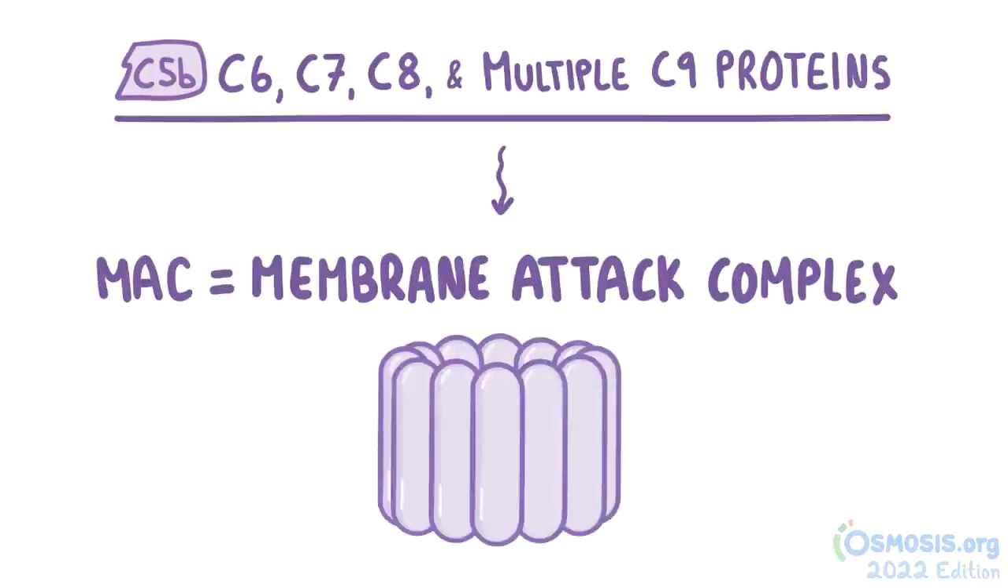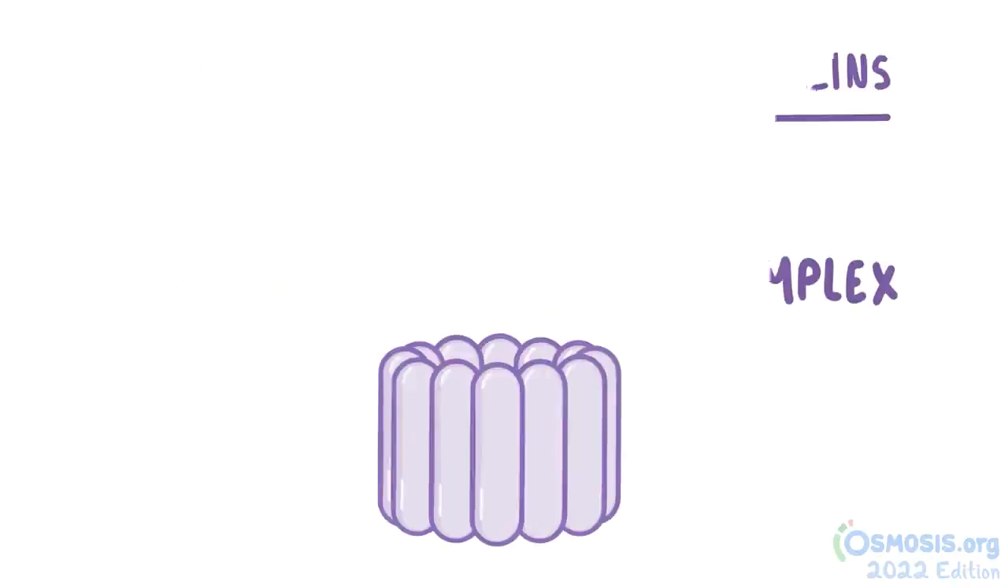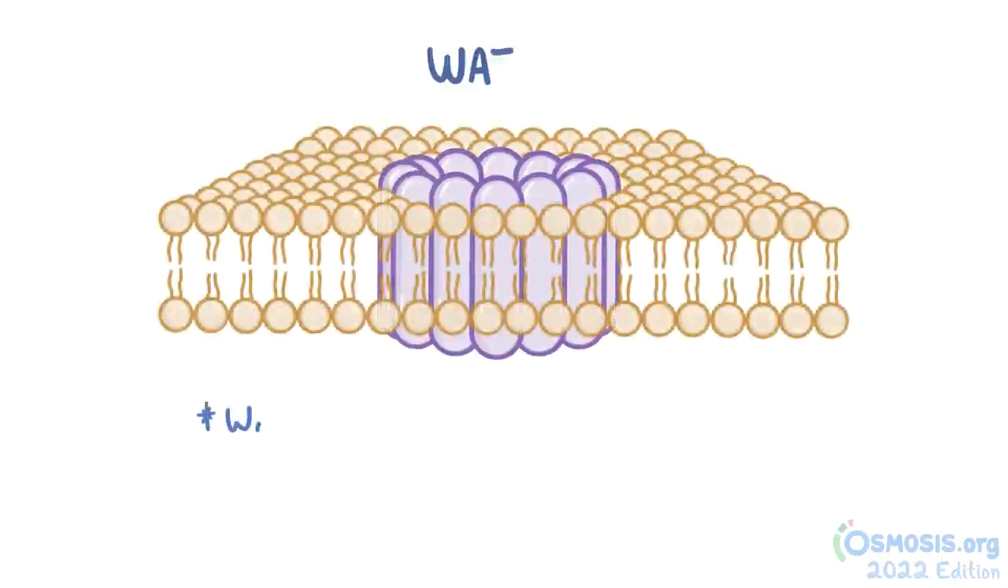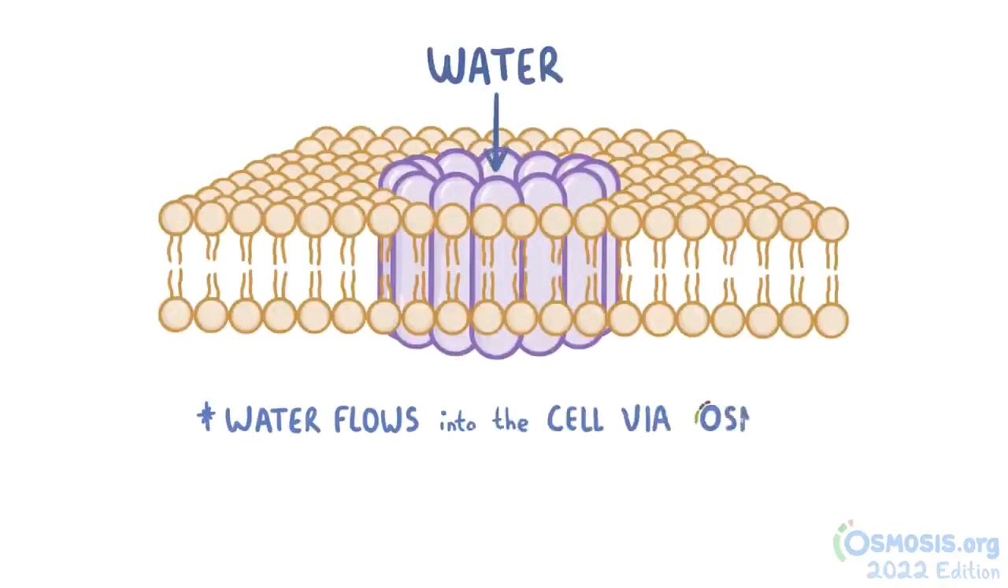The MAC attacks pathogenic cells, like bacteria, by forming a channel in the cell membrane. Because cells have more solutes in them than the outside environment, water flows into the cell by the process of osmosis. And that causes the cell to swell up and burst, which is called cell lysis.